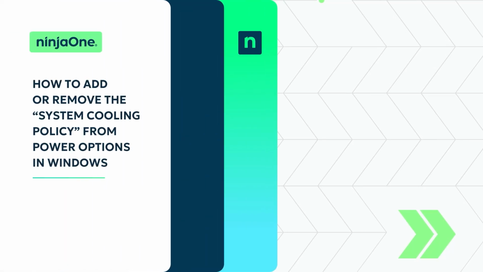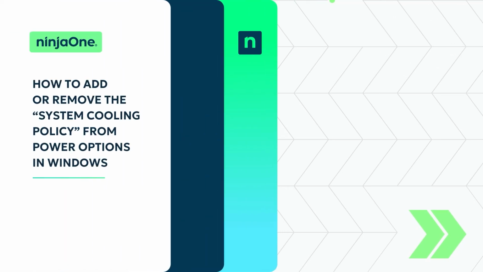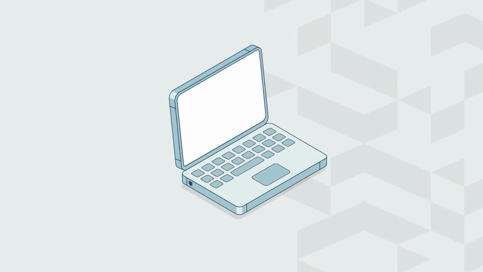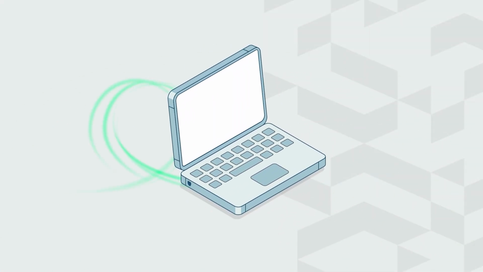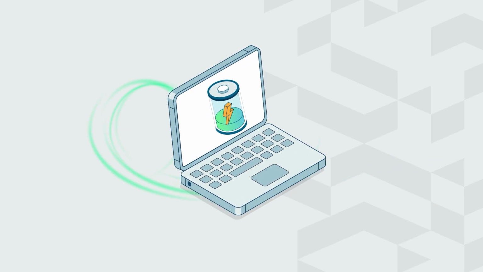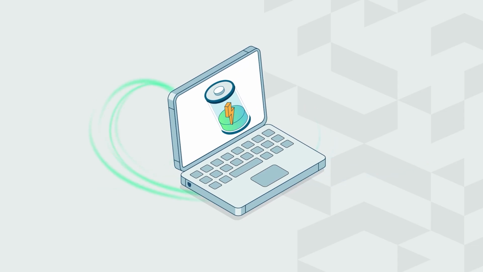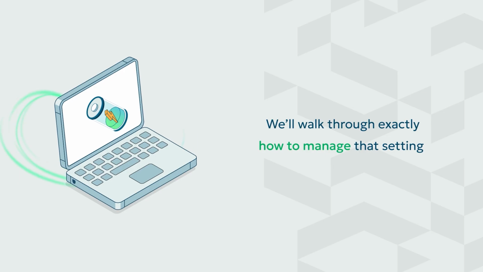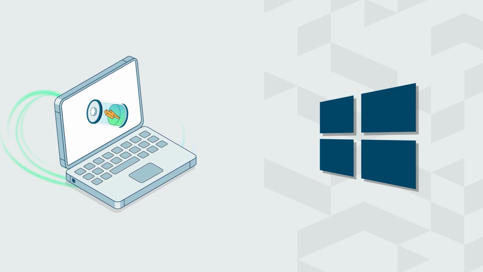How to add or remove the system cooling policy from Power Options in Windows. Windows gives you control over how your device handles cooling. If you want to optimize performance or battery life, knowing how to access or remove the system cooling policy in Power Options is essential. In this video, we'll walk through exactly how to manage that setting in Windows 10 and 11.